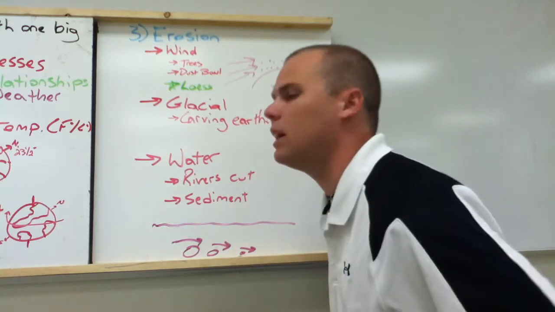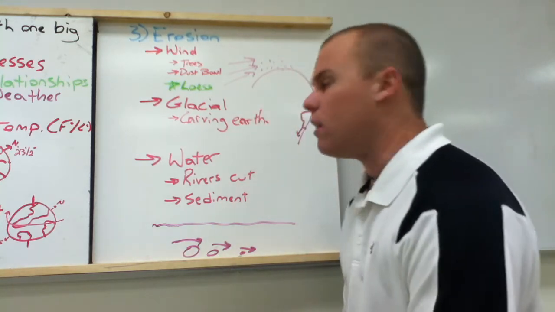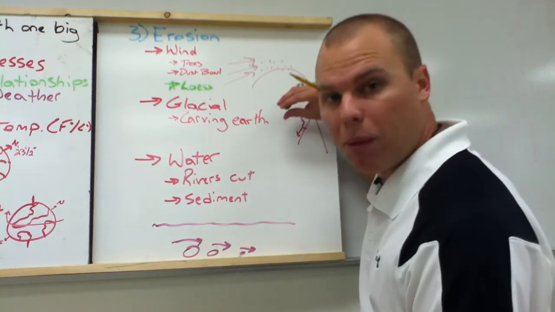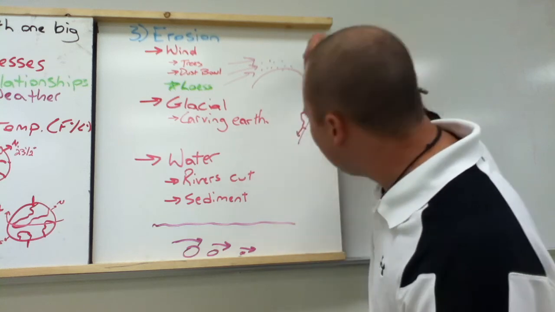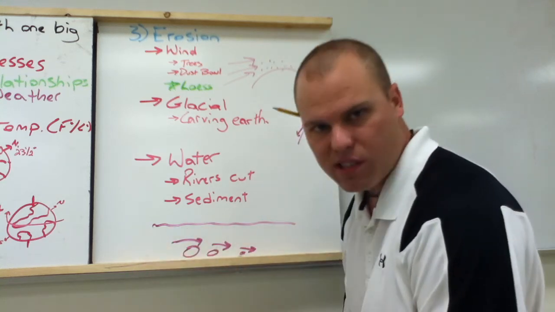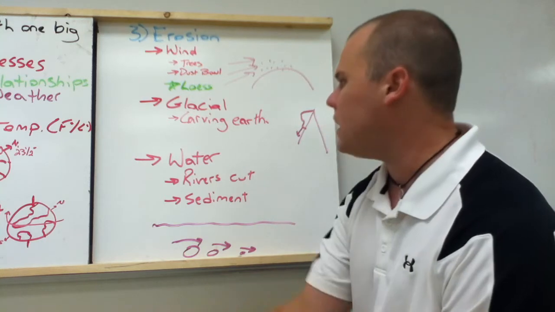Next type of erosion is glacial erosion. What you can refer to this is like when there's a glacier on the side of a mountain. As it melts, it starts to recede, and then it freezes, and then it melts and it recedes, and it literally carves the Earth's surface out as it is melting and receding down.